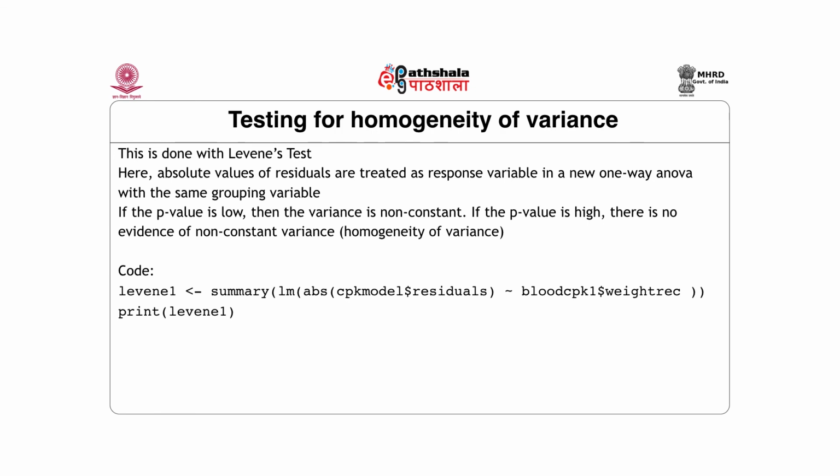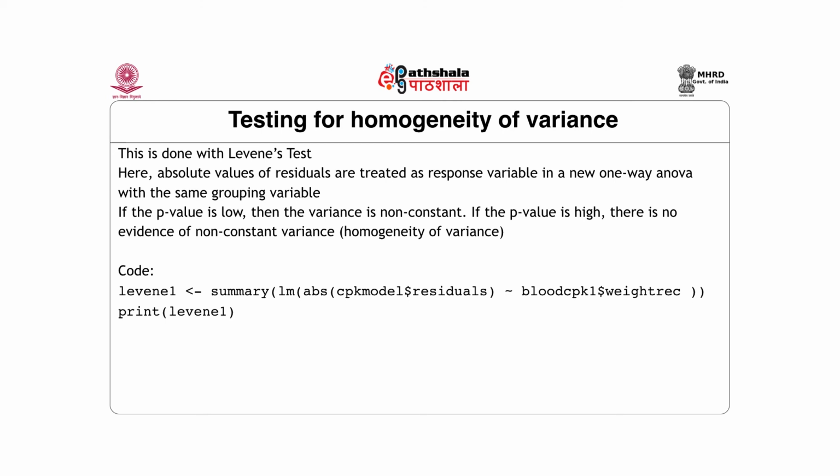And then if the p-value is low, then the variance is non-constant. Right? So a very high p-value tells you that there is homogeneity of the variance. The variance is homogeneous. Otherwise, the variance is non-homogeneous. And this is important because assumptions vary.